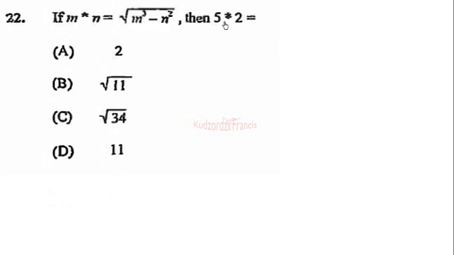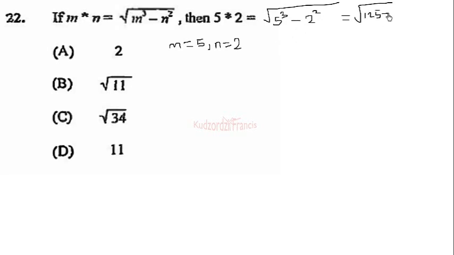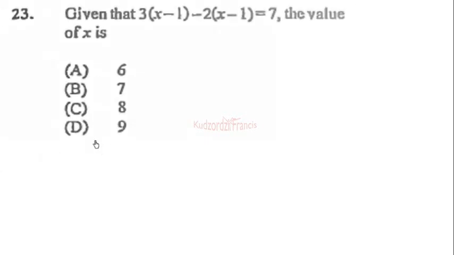We have m star n equals square root of m cubed minus n squared. Then 5 star 2 is equal to, so we let m equal 5 from the definition and n equal 2. So we just plug into the definition. So we have 5 cubed minus 2 squared, and that will give us square root of 125 minus 2 squared, which is 4, and this will give us 121. So square root of 121 is equal to 11. So the correct answer is D.